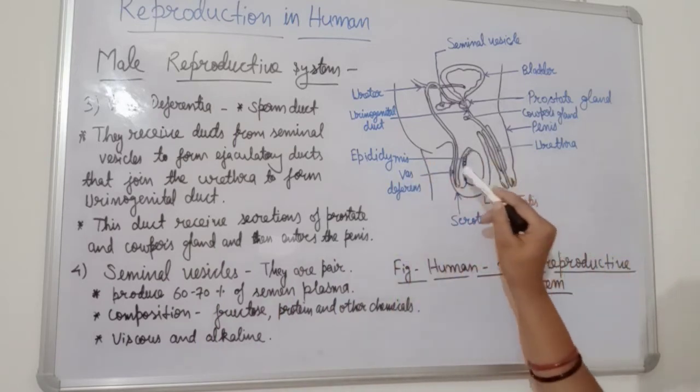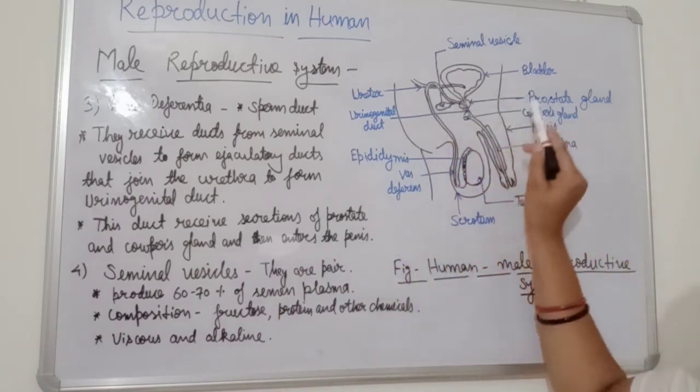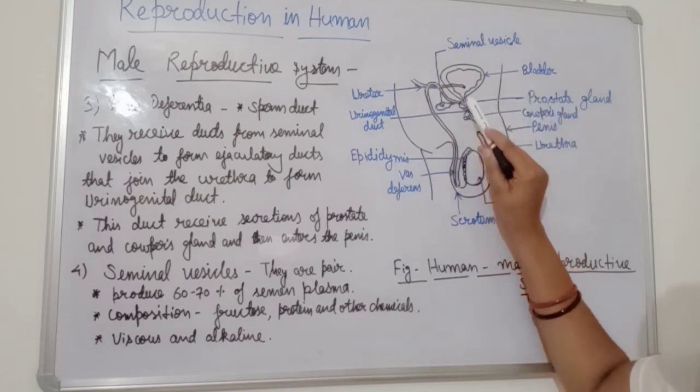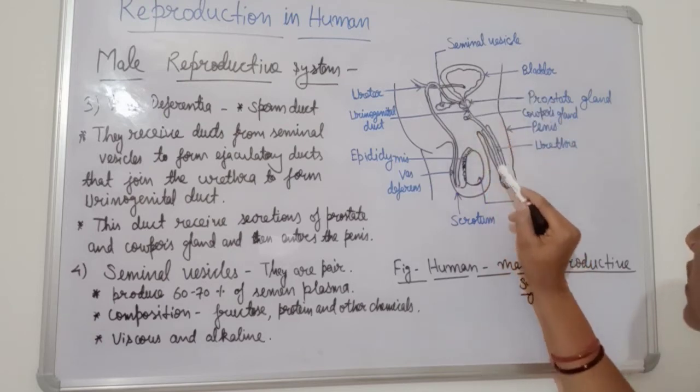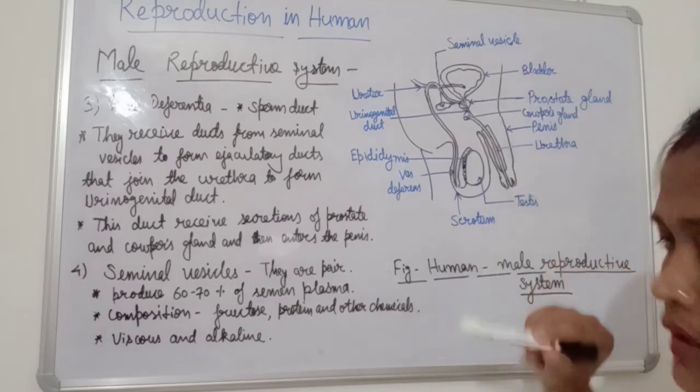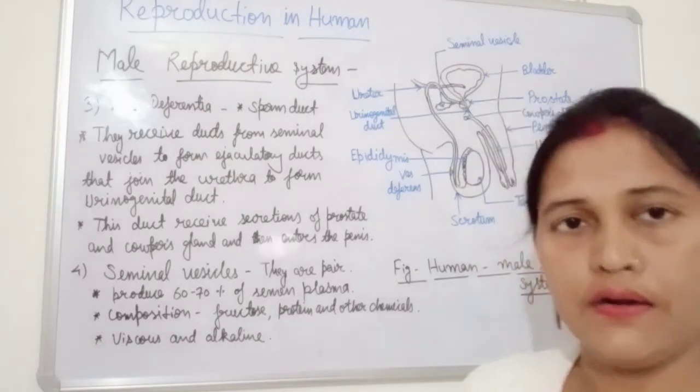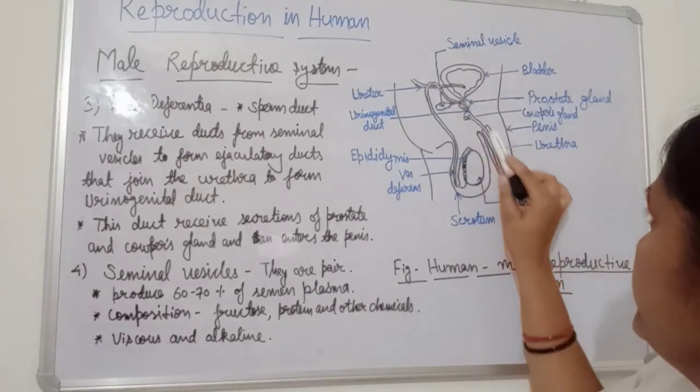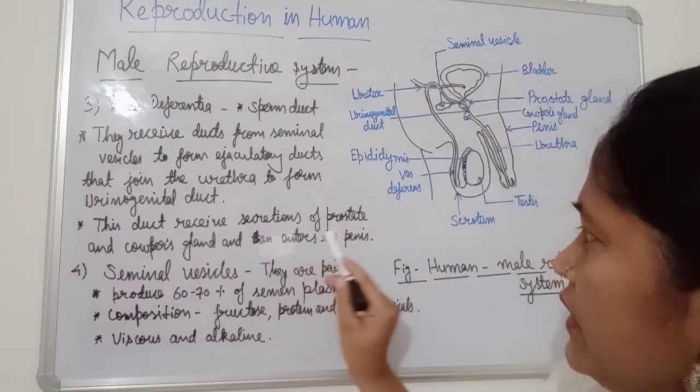Now you can see in the diagram, it receives the secretion of the prostate gland and the Cowper's gland as well, and then it enters into the penis for going outside, from the tip. So it is the main thing here.